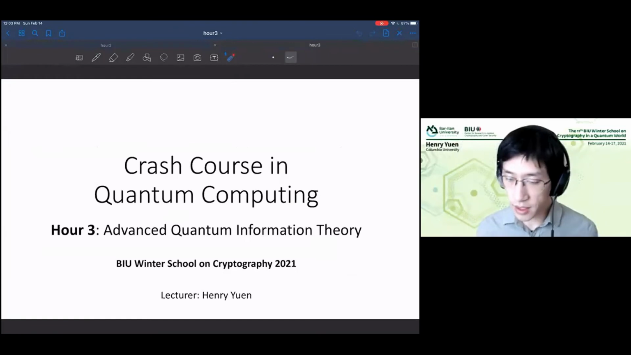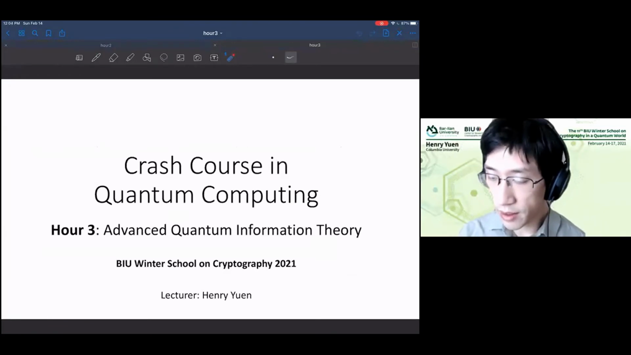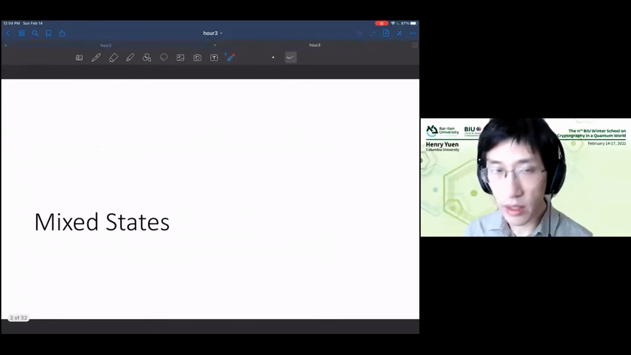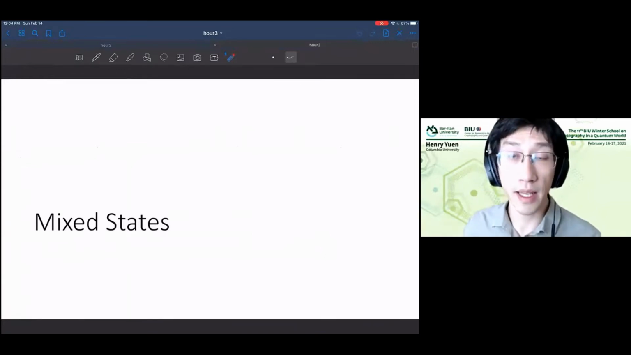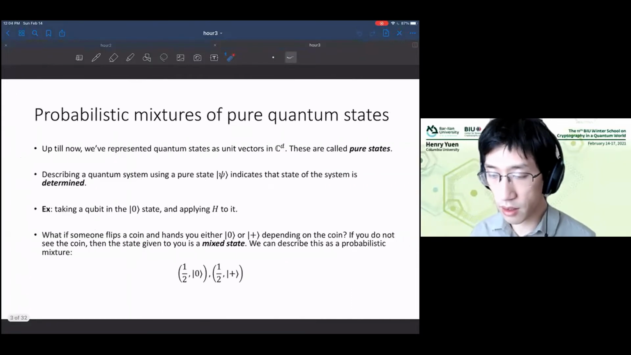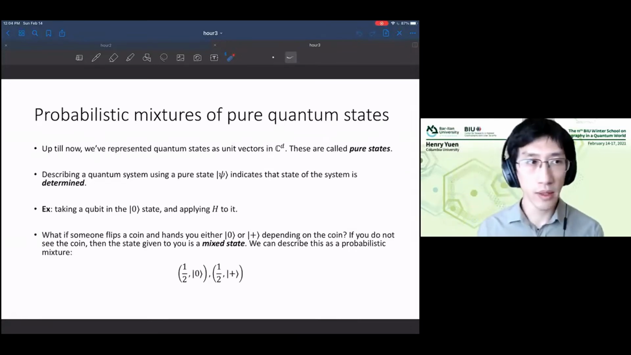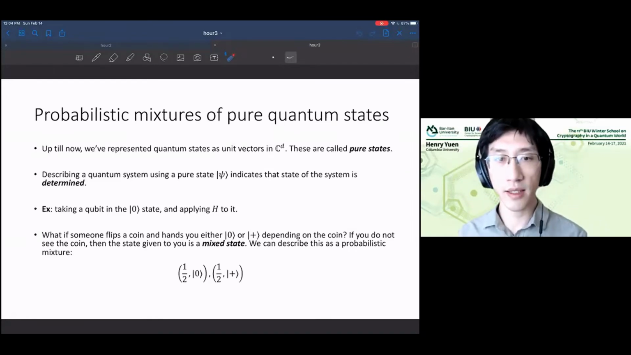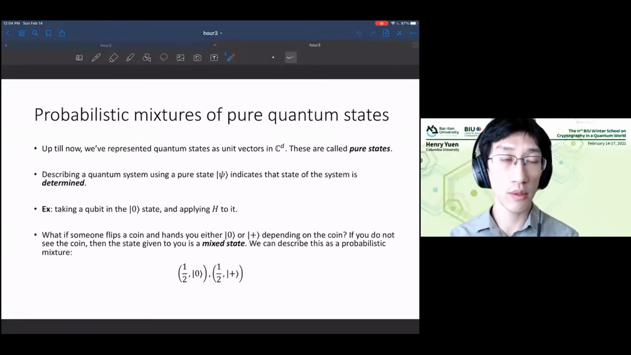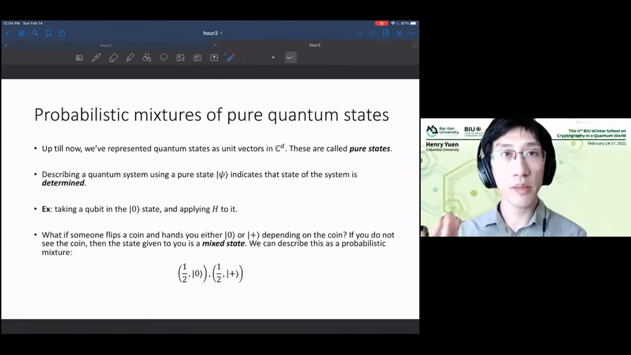So, okay, let's turn to advanced quantum information theory. And now we're going to talk about something called mixed states. Up till now, the way we've described quantum states is as unit vectors in C to the d. We call these pure states.